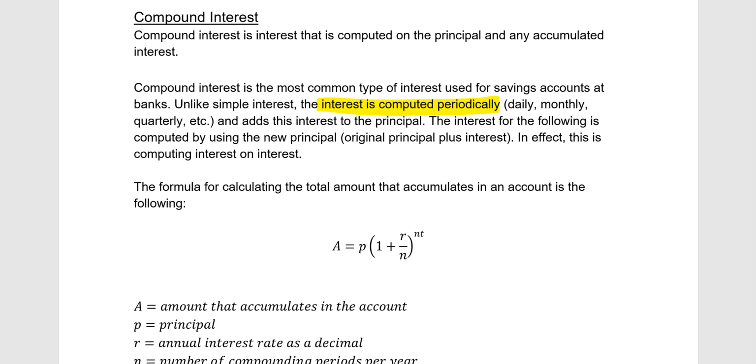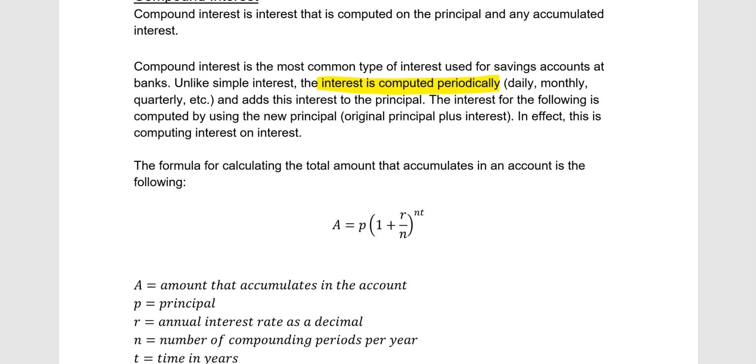The interest for the next compounding period is going to be computed using this new principal, which is the original principal plus the interest that was accumulated. So what this really is, is computing interest on interest.